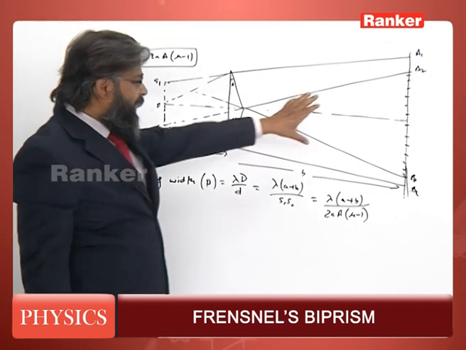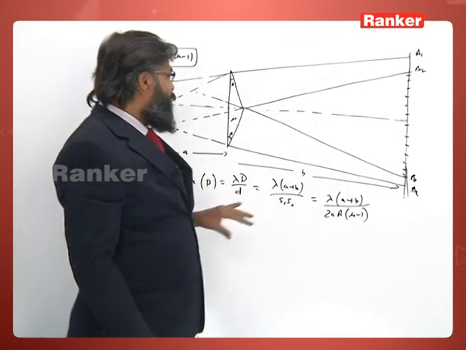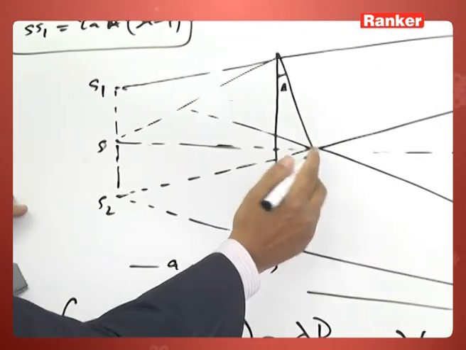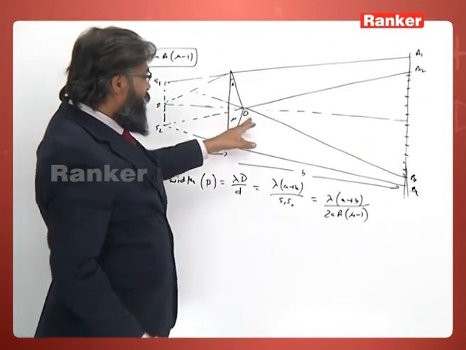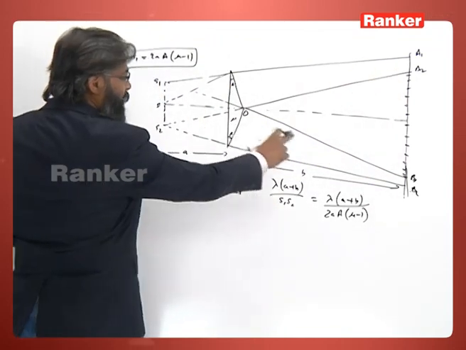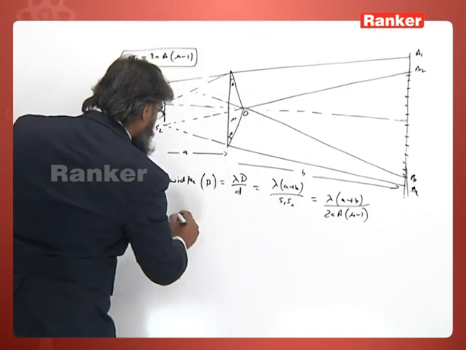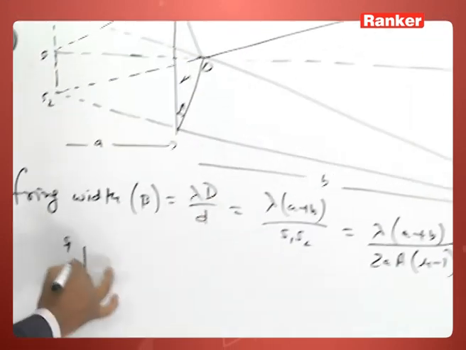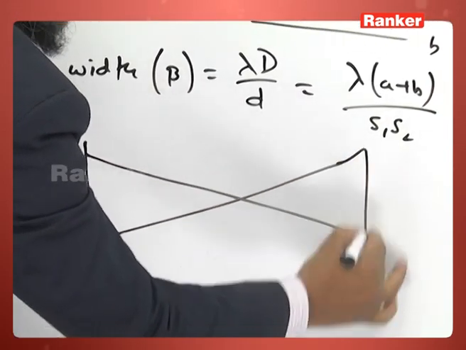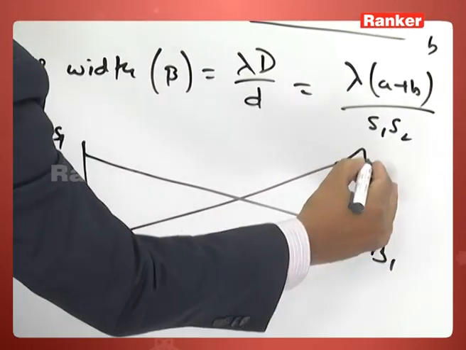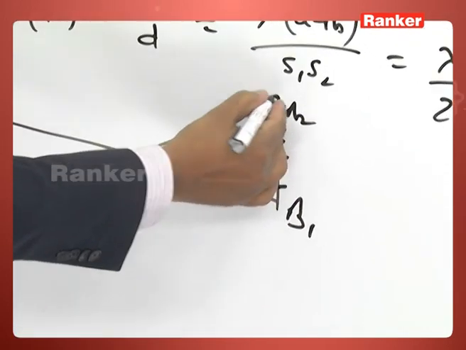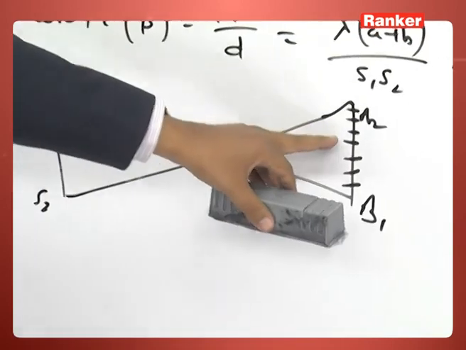Now, how many fringes will there be, we can calculate by seeing the triangle S1S2, let us call the apex O, and the triangle OB1A2. By similarity of these two triangles, let us draw these two triangles: S1S2, and B1 and A2, and this is O. This is the region where we are getting the interference pattern.